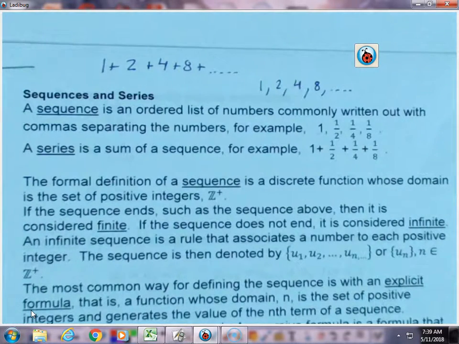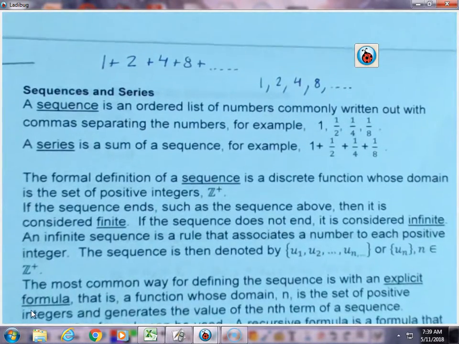But again, you can take a whole course in deciding which of these are converging, meaning they're going to a certain number, or diverging, going to infinity or negative infinity. But we will just be doing the geometric.